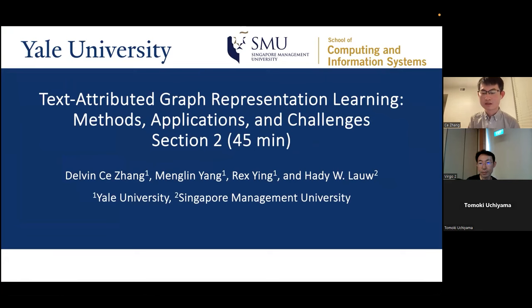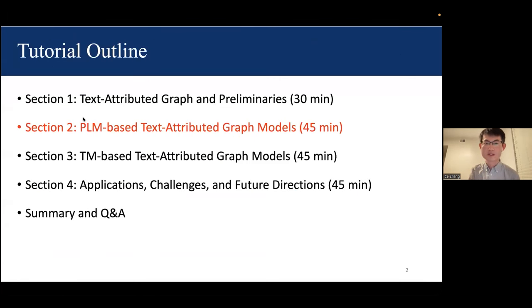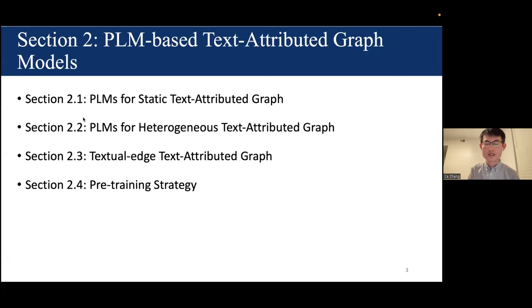Okay, so now let's continue with section two. For section two, we mainly talk about the combination of pre-trained language models and graph neural networks. We want to propose a unified model that can deal with text attributed graphs. This section will last around 45 minutes. Specifically, we have four subsections.